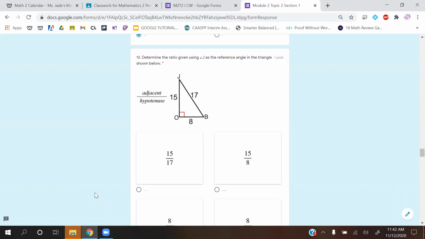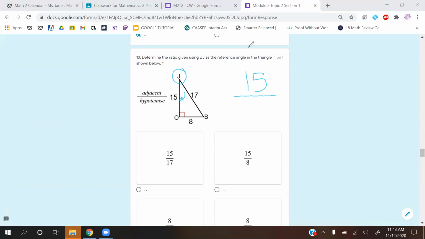It says, determine the ratio given using angle J. I guess angle J is like our favorite here as a reference angle. So here's angle J. We want the adjacent over the hypotenuse. So which one was the adjacent again? 8. Not 8. You just said it earlier. 15. 15, yes.